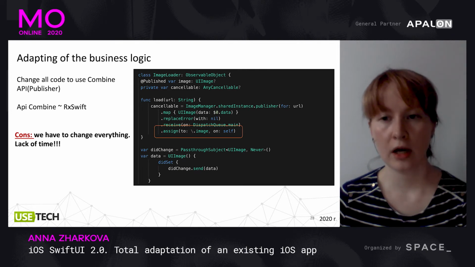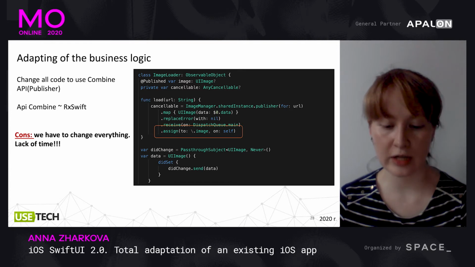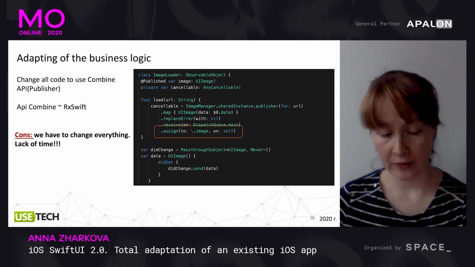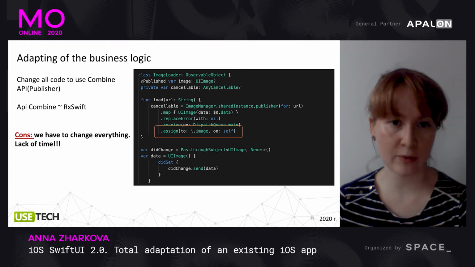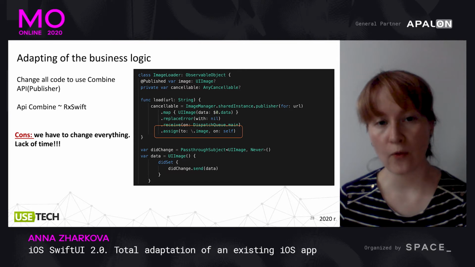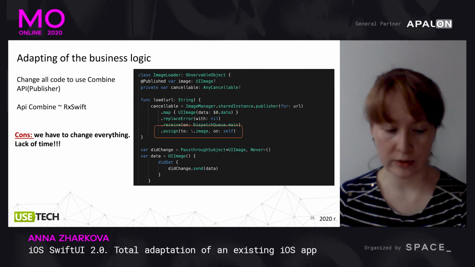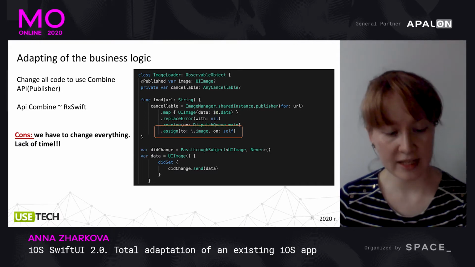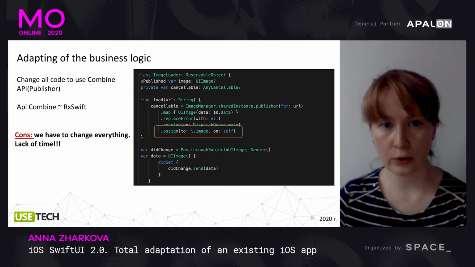For example, URLSession and others. When we get the result of our work, we assign it to a published property. Another way, we can use our default logic and use some sort of subject to create a signal, and when we get a new value of this property, we call the send method with the new value. It looks really easy, but we have to change everything. We have a lack of time, so let's take a look at the second way.